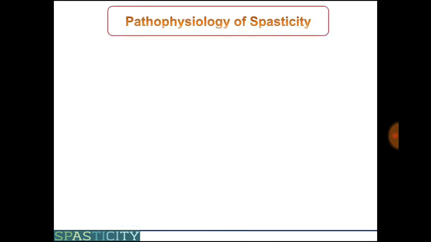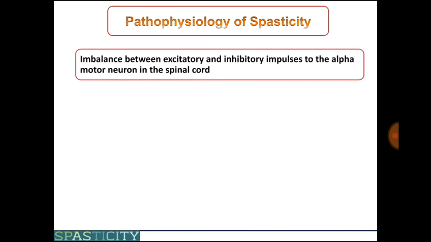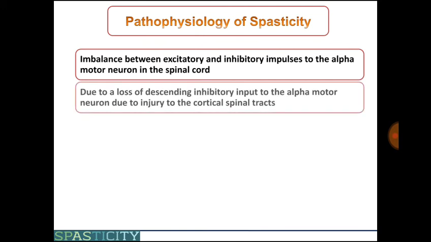Spasticity, by its pathophysiology, is thought to occur when there is a relative overexcitation of the alpha motor neuron due to the absence of descending inhibitory signals. There is an imbalance between excitatory and inhibitory impulses to the alpha motor neuron in the spinal cord. In patients with cerebral disorder, this overexcitation may be due to lack of descending inhibitory input from the brain. In patients with spinal cord injury, this overexcitation may be due to the inability of inhibitory impulses to reach the alpha motor neuron.